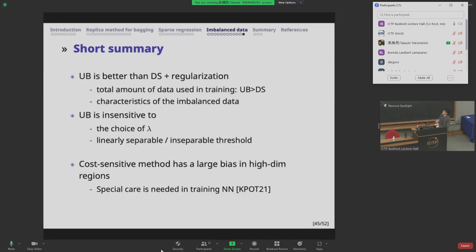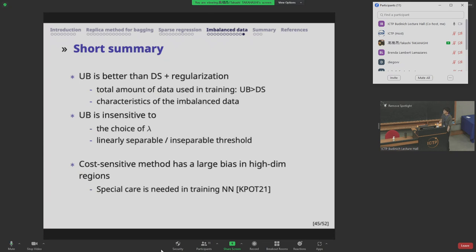And this is a short summary for learning classifiers from imbalanced data. Underbagging is, as already said, much better than the downsampling and the regularization. This is because the total amount of data points used in the training is different. This is the characteristic of imbalanced data. And underbagging is very insensitive to the choice of the regularization parameter and the existence of the phase transition.